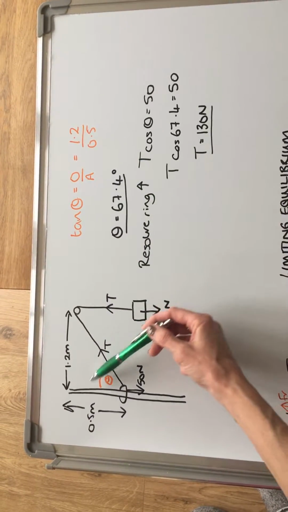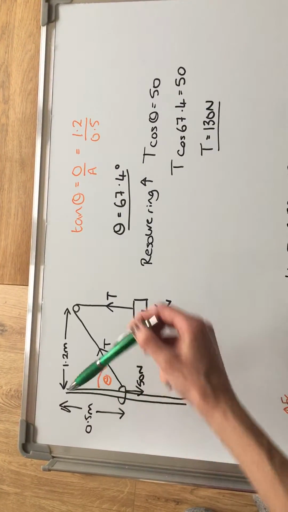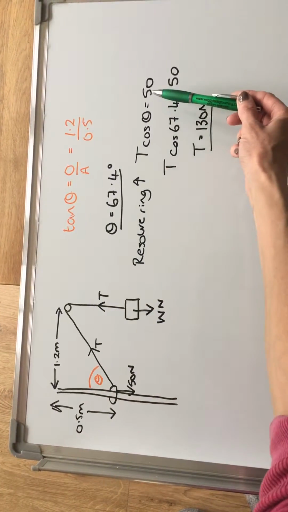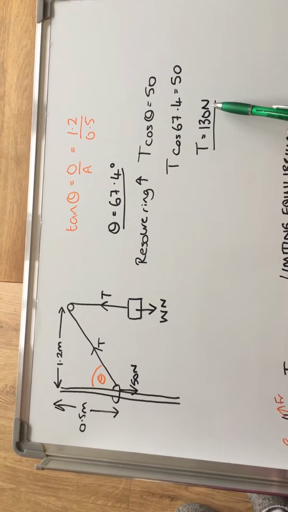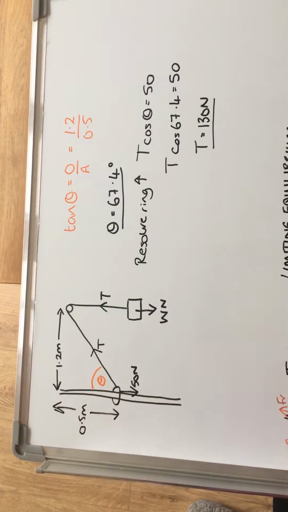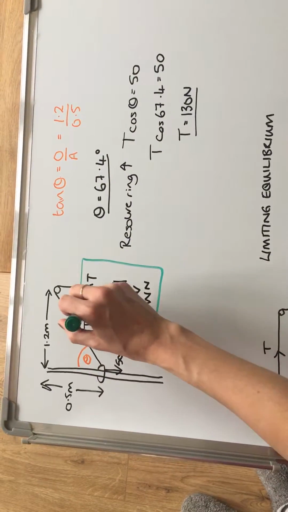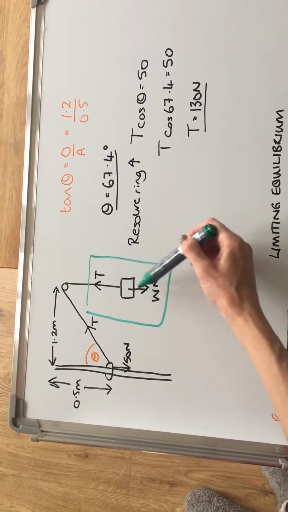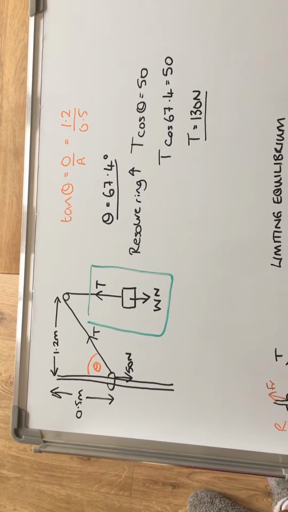We can use this then to resolve the ring vertically, which will be T cos theta is equal to 50 newtons. Rearranging all of this gives us our tension of 130 newtons. If we come back to the original diagram and look just at this weight here, you can see that's in equilibrium, so T is equal to the weight, so W is equal to 130 newtons.